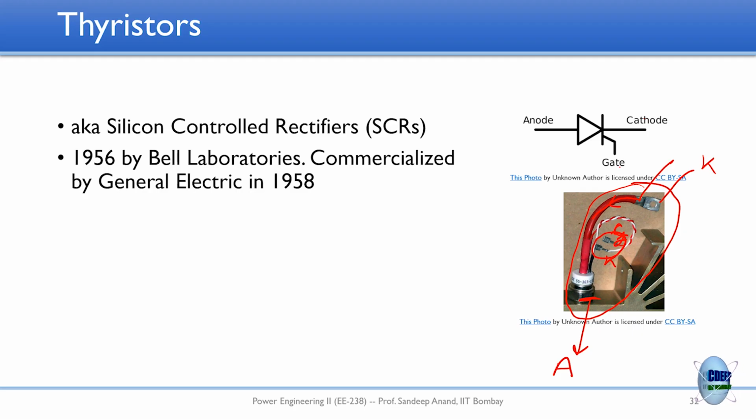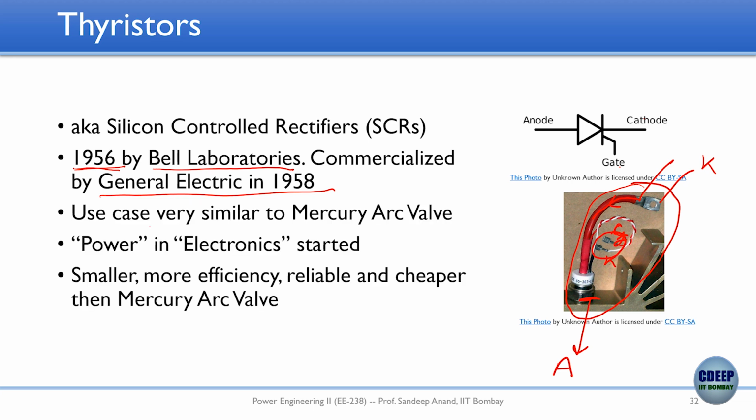This is one of the popular thyristor packages, especially in the last 20, 30, 40 years. This was around 1956 again at Bell Labs, and it was commercialized by GE in 1958. Slowly people started using these instead of mercury arc valves when they were building HVDC systems. It would have taken maybe 5 to 10 years for the technology to mature before people started using it in HVDC systems. The use case is very similar to the mercury arc valve. This is the one which brought power into the electronics framework. The BJTs we saw were not really useful to process power.